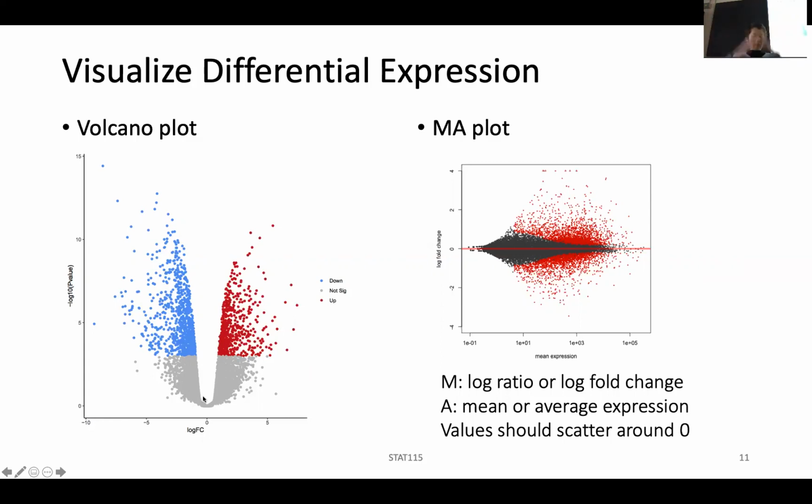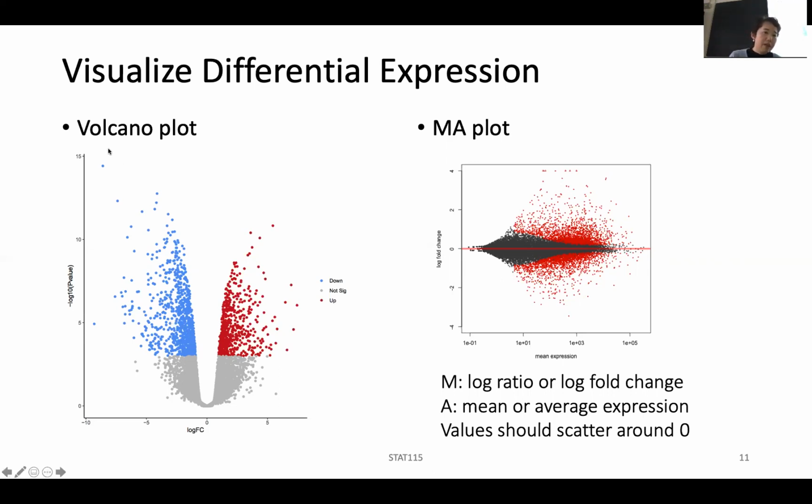It's kind of like a volcano shooting off lava. On the x-axis is the log fold change. You're asking between the two conditions. Fold change is just how many reads you see in the first condition versus how many reads you see in the second, and you take a log of that. And the y-axis is a p-value that's calculated based on the previous negative binomial distribution.